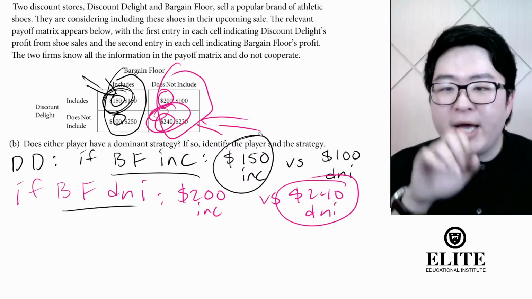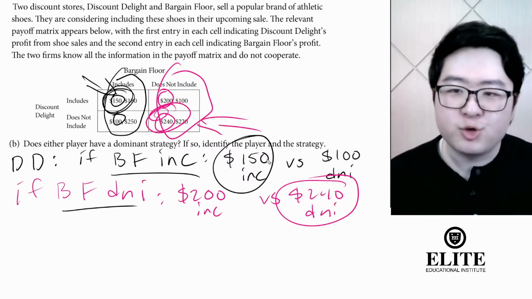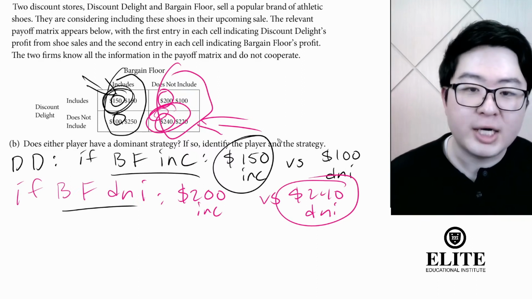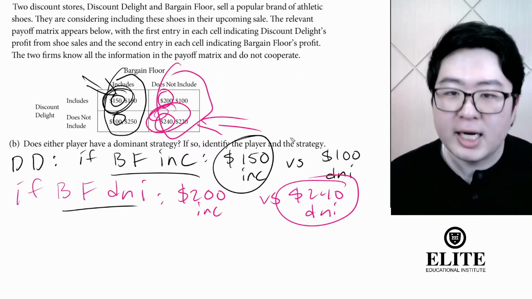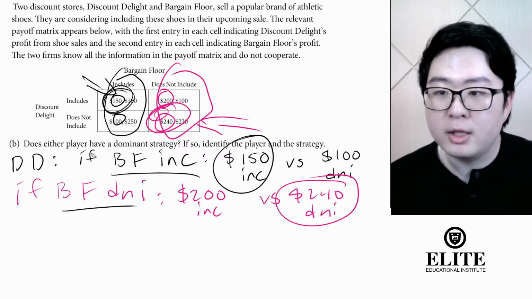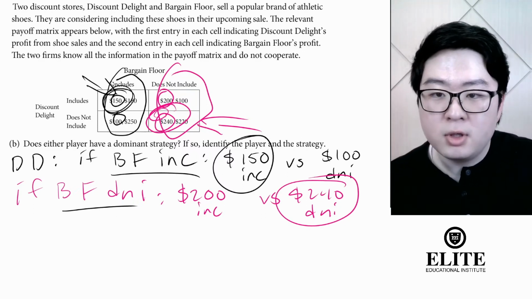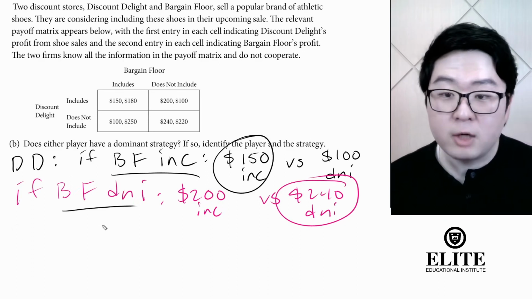So we see that when bargain floor switched strategies, discount delight also switched strategies to get the higher profit. And as such, we see that discount delight does not have a dominant strategy, right? So let's consider the case for bargain floor.